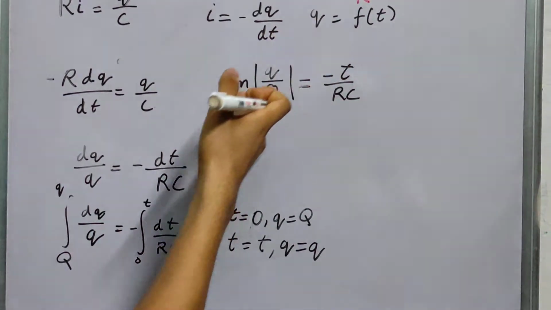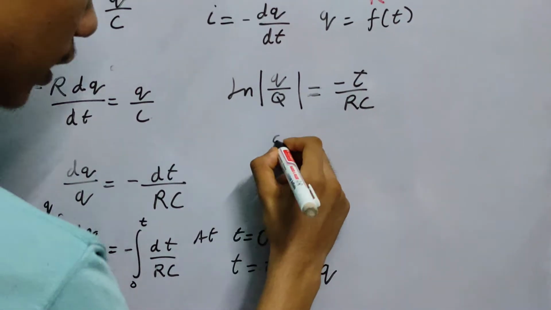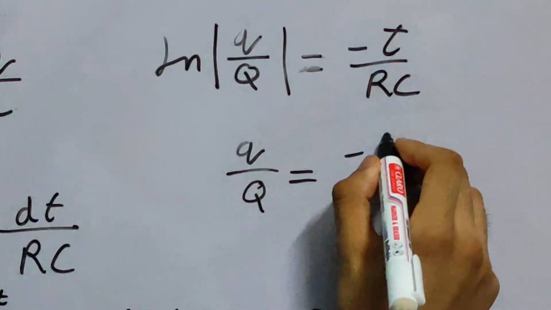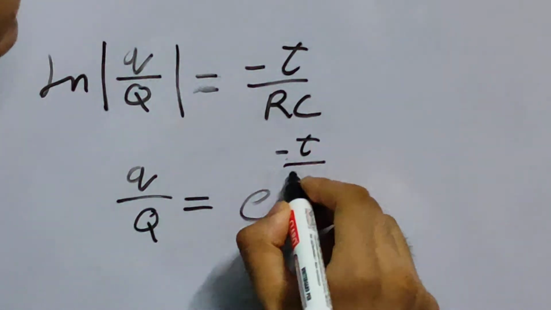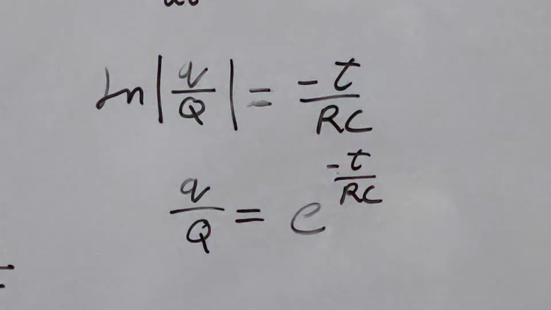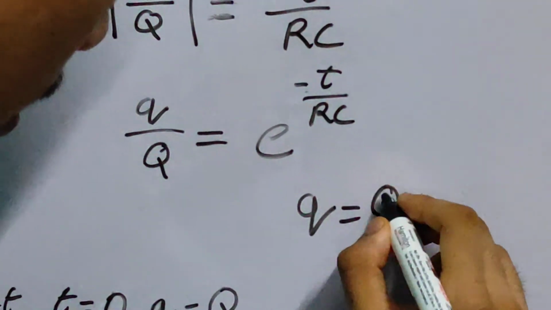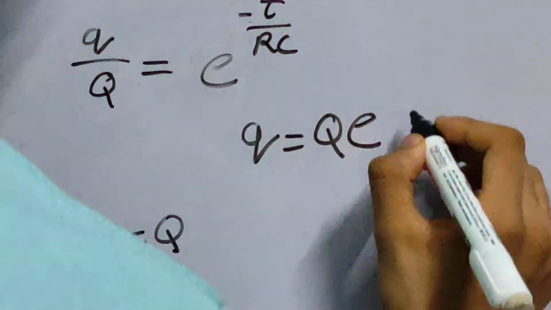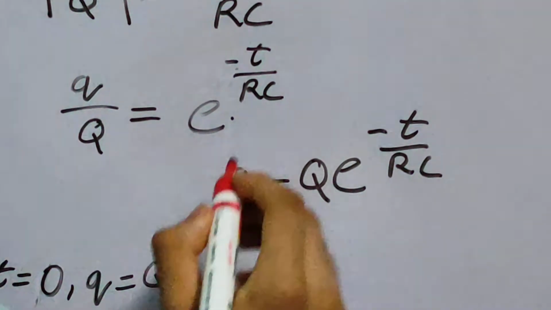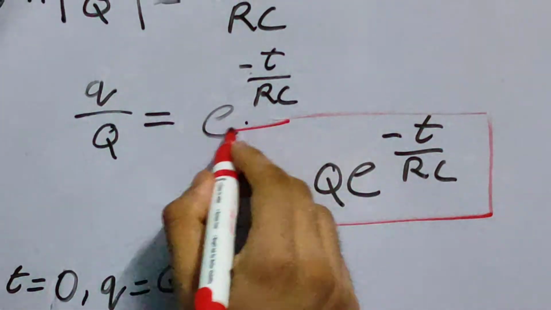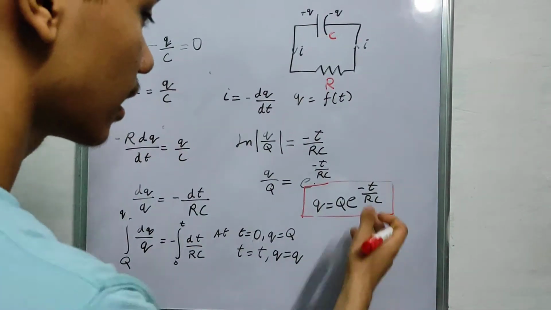Now we're still not in a convenient form, so we raise both sides to the power e. So we get q by capital Q is e to the power minus t by RC, raising both of them to the power e. From this we immediately get that q is the initial charge Q times e to the power minus t by RC. That's how the charge varies as a function of time.